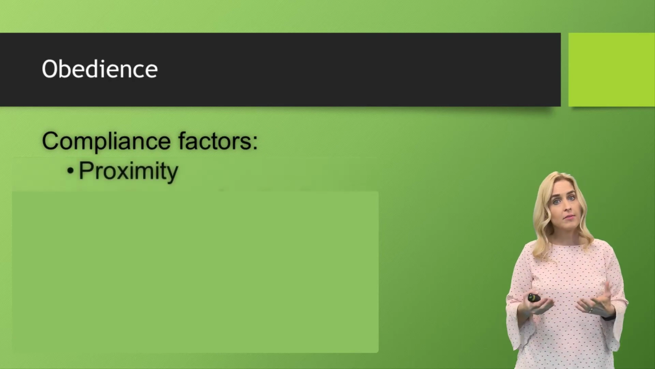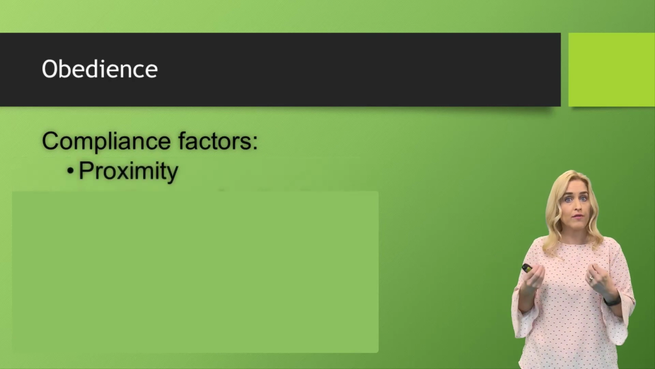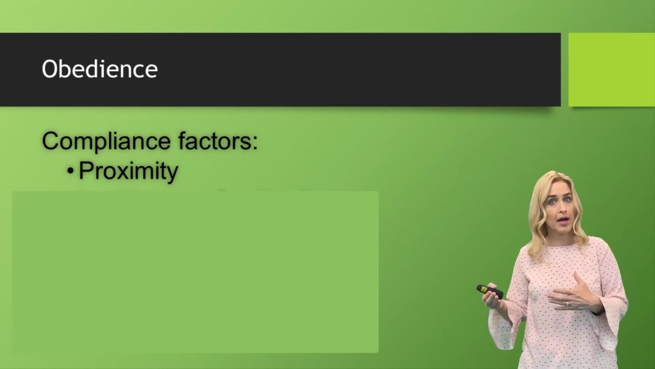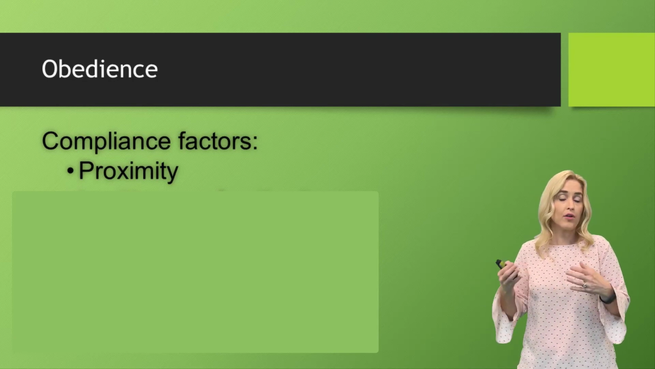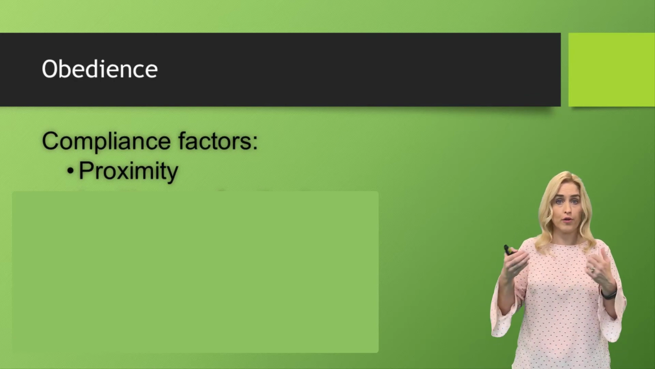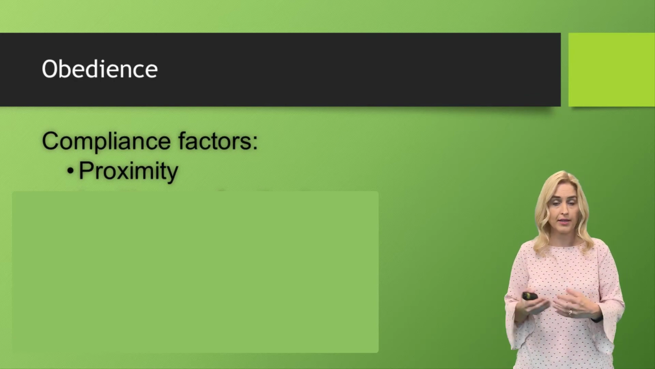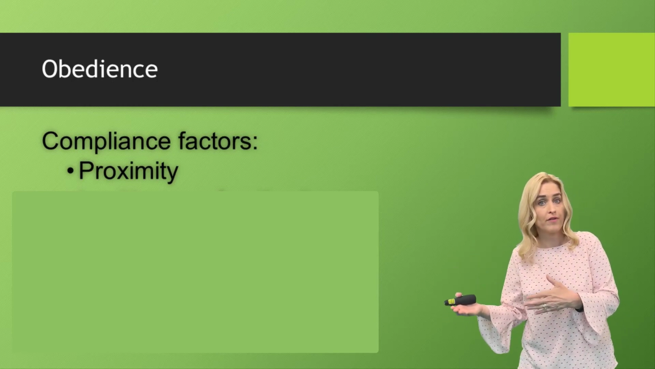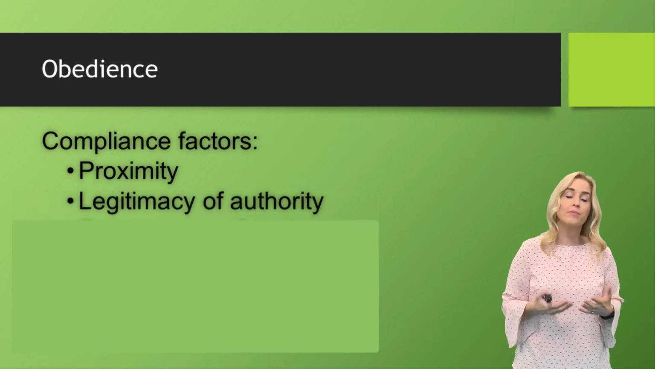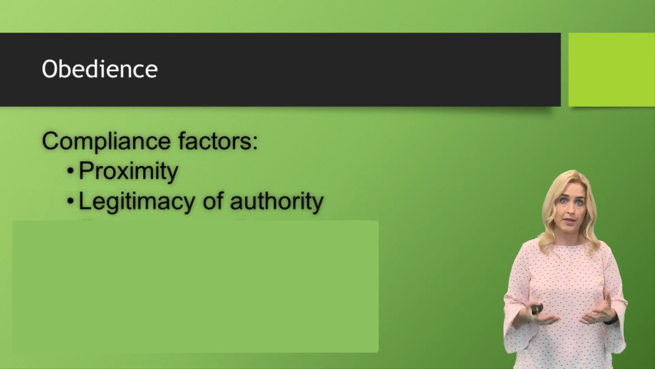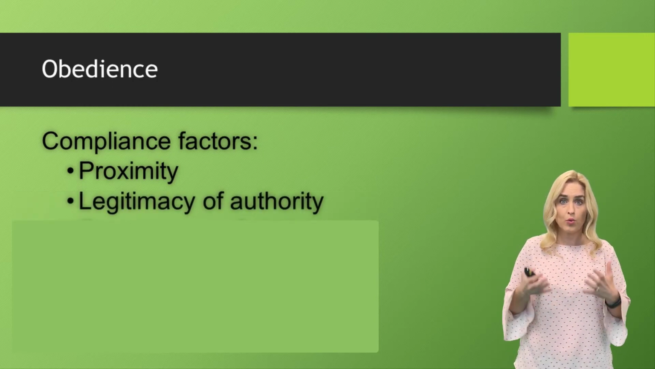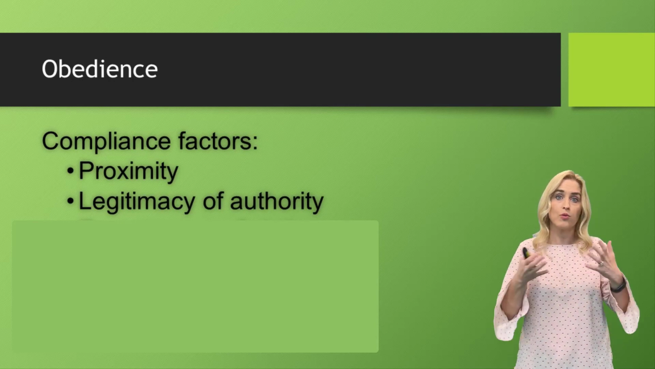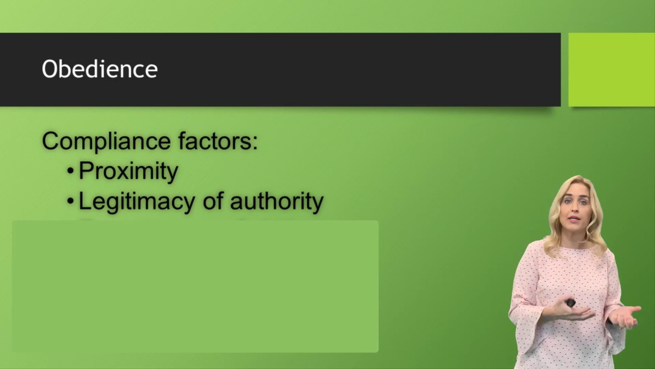Some of them are proximity. How close is the authority figure to us? If they're close to us, then we're more likely to comply. Another factor was if the authority figure gave the orders over the phone, we're less likely to comply. So the closer the individual, the more likely we are to go all the way to 450 volts. The legitimacy of the authority figure also made a difference. The participants who were with the individual who was dressed in the lab coat were more likely to comply than with individuals who were dressed in just plain clothes.